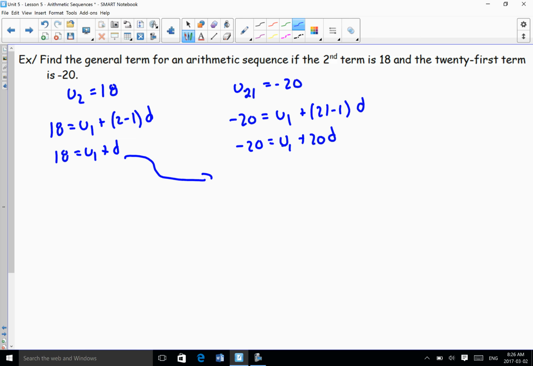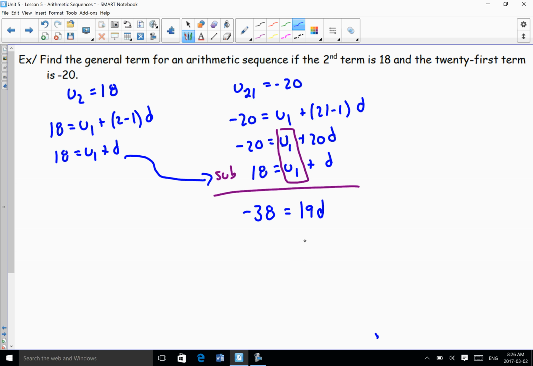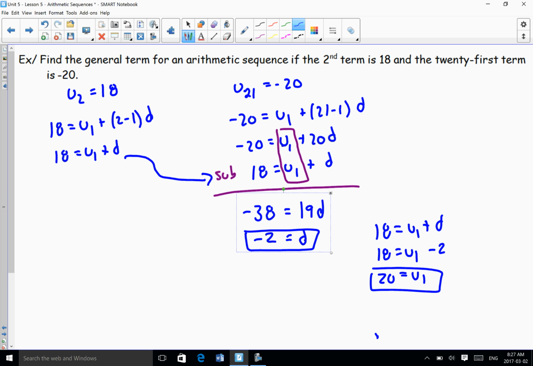If I take this equation and write underneath, I'll get 18 equals u1 plus d. Well, if I look at the u1s, I notice they're both the same, they have the same sign. That tells me I can subtract. If I actually do the math, negative 20 minus 18 is negative 38 equals 19d. In other words, d is negative 2. Now if I go back to the beginning, I had this equation, 18 equals u1 plus d. But we just solved for d. d was negative 2. So in other words, u1 has to be 20.